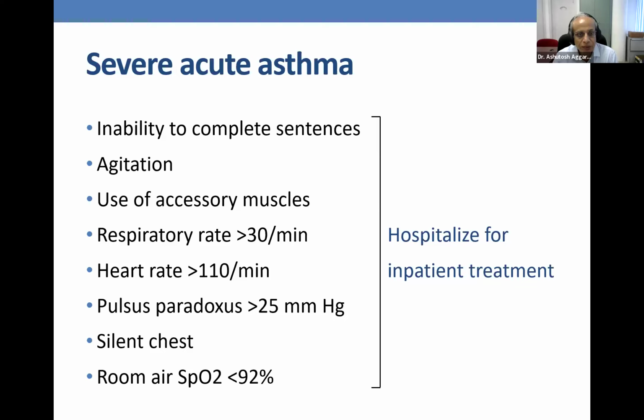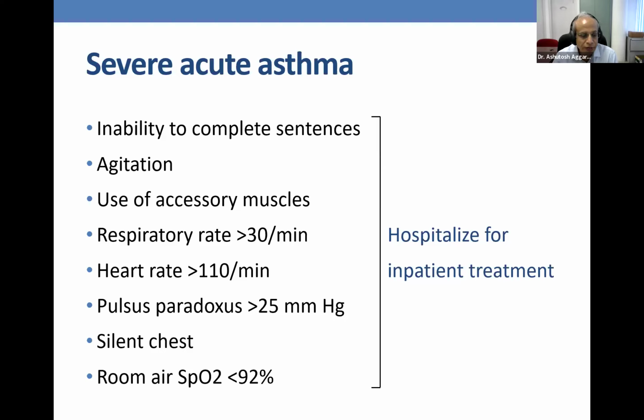For instance, if the patient is so breathless that he is unable to complete sentences, or if the patient looks agitated, if on examination you find that there is significant use of accessory muscles of respiration, if the patient has tachypnea or tachycardia, or sometimes in severe exacerbations, you can also record a pulsus paradoxus, which is the difference in the systolic blood pressure between inspiration and expiration. Then this is a sign of severe acute asthma.